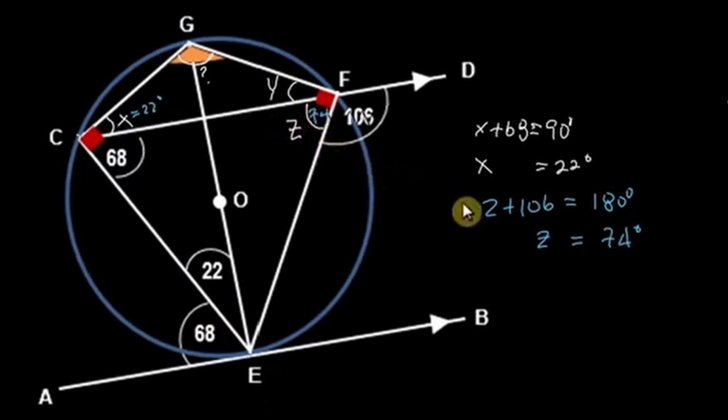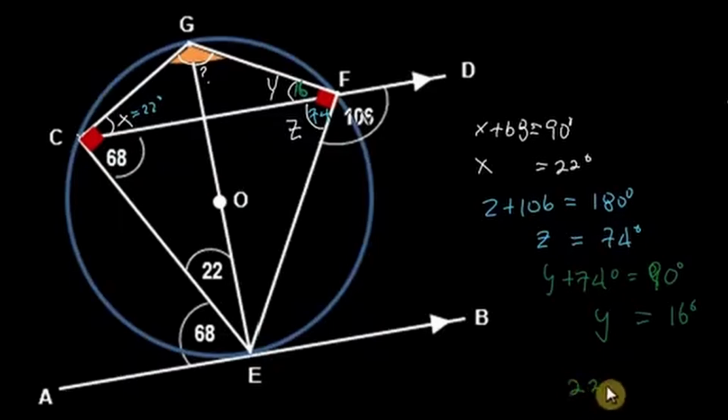So we have found two angles, and now it is very simple to recognize that Y plus 74 degrees add to 90 degrees. So we could write Y plus 74 degrees is equal to 90 degrees, and therefore Y is equal to 16 degrees. So we could put 16 degrees here for Y, and now we have enough information to find angle G, because we know that angles in a triangle add to 180 degrees.